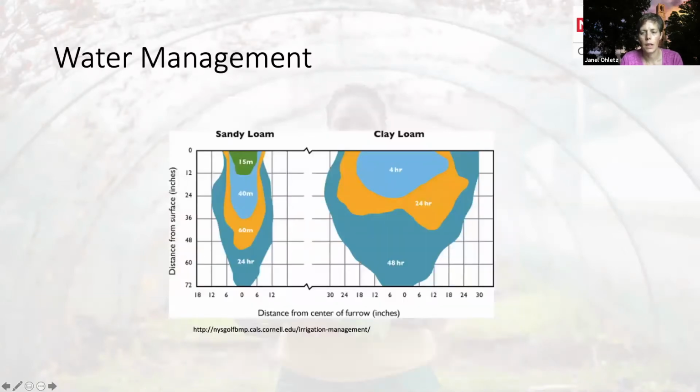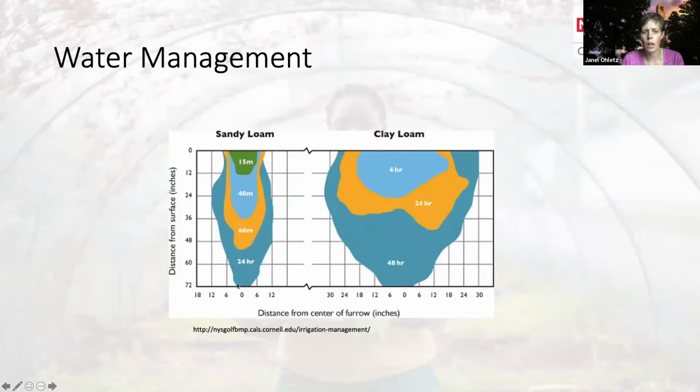So this is to kind of illustrate the difference between two types of soils and watering. Here we have this handy loam. This is a schematic of what happened when they watered with a drip irrigation. In 15 minutes, you can see it went down by 12 inches. Each of these different colors is 40 minutes, then 60 minutes, and down to one whole day, and it gets all the way down to 72 inches down in the soil.